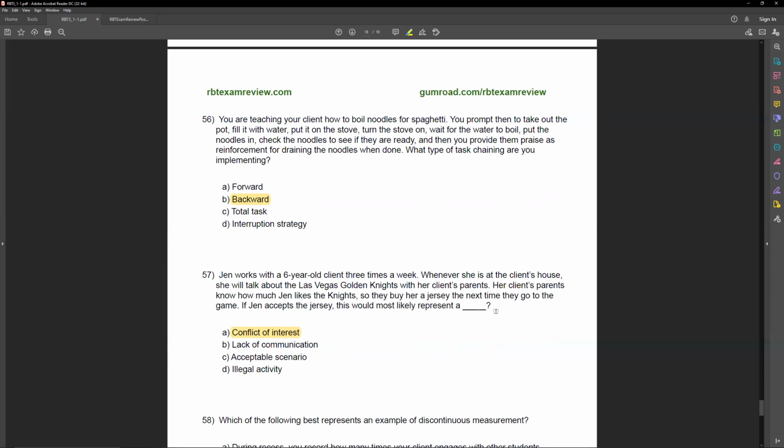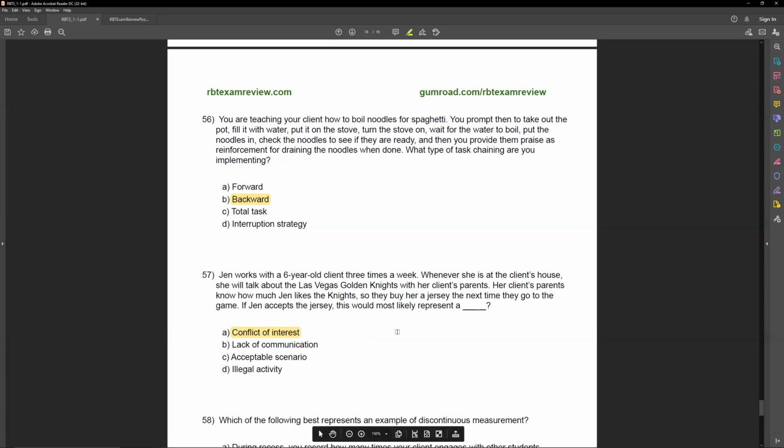RBTs have to maintain a level of objectivity. Whenever we're accepting gifts, items, presents, things that might start to mess with that objectivity, we might have a conflict of interest. Jen might say, well, I should be implementing it this way, but since I want another jersey, I might implement it the way the parent wants. Now we have a conflict of interest, and that's a problem. So we can't take gifts, we can't take items. We would be engaging in a conflict of interest, which is unethical.